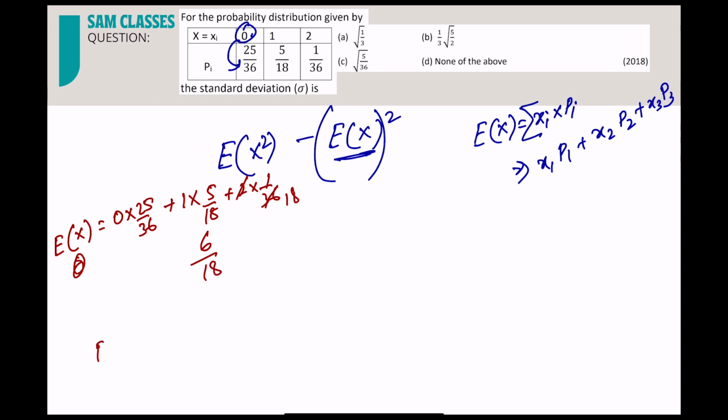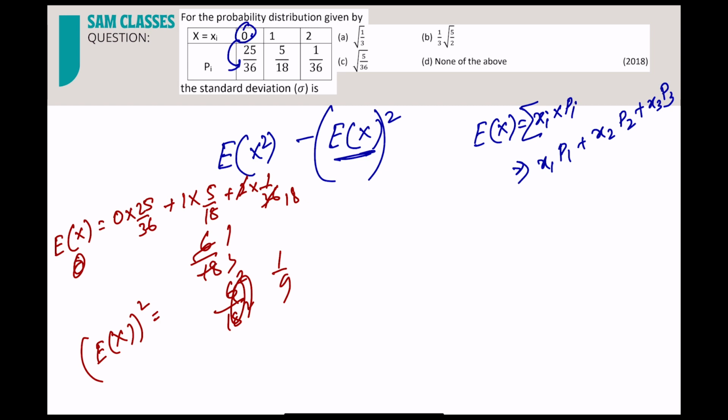Now if I square it, E of x whole square, so it is what? 6 square by 18 square, correct? I got this much. Now if I want, I will cut it, 1 by 3. So basically I got 1 by 9. Okay, don't make mistakes like me, okay? So 1 by 9 we got. Sometimes you make mistakes. So try it.